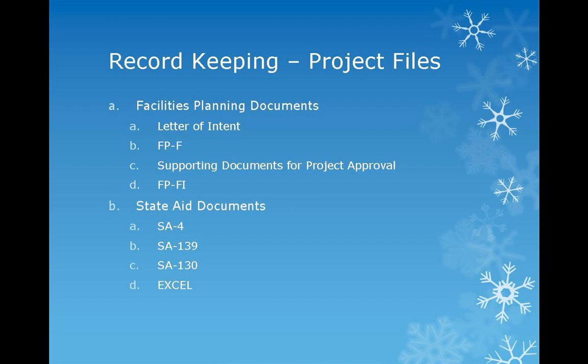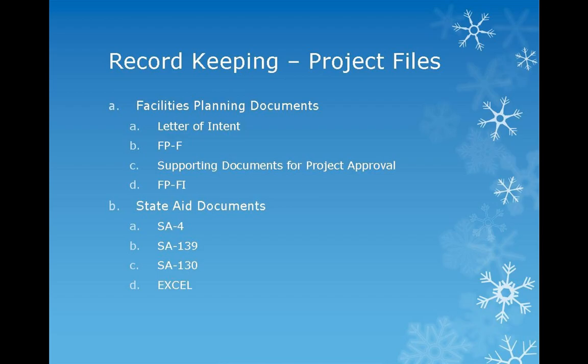So the first slide, which says record keeping, project files: there are facilities planning documents, and there are state aid documents that need to be filed and monitored. Any document that begins with the letters FP is a facilities planning document, and any document with SA is a state aid document. So at the beginning of a project, the district files a letter of intent, which will set up the project number, facilities planning, assign a project manager, and get the process rolling.